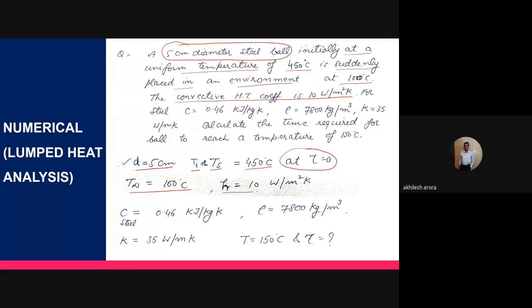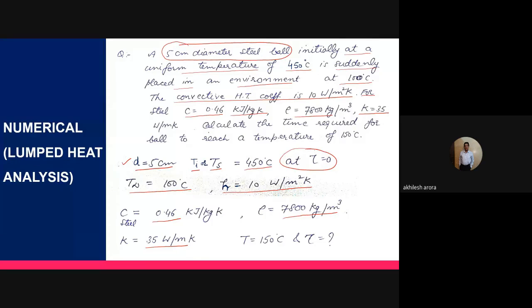So we have written this particular value also. For steel, the value of specific heat is 0.46 kilojoules per kg Kelvin. So this is what we have written here. Density of steel is 7,800 kg per meter cube. So we have written it here. And the thermal conductivity of the solid, that means steel, is 35. So this information is given here.